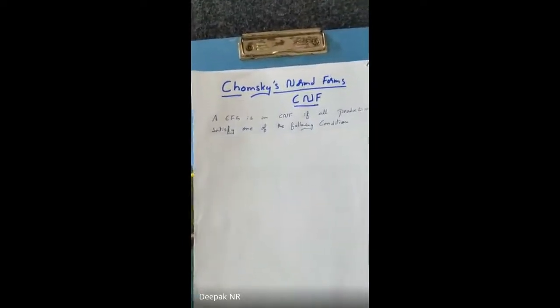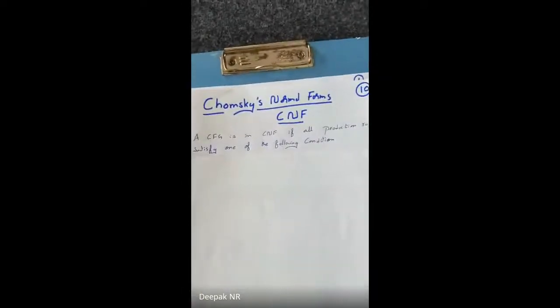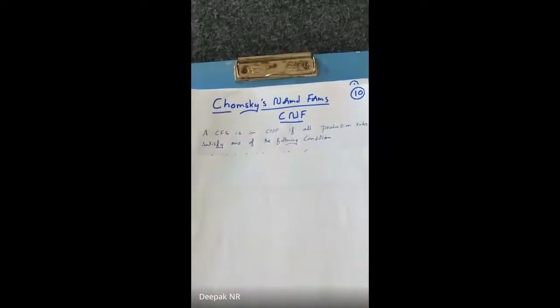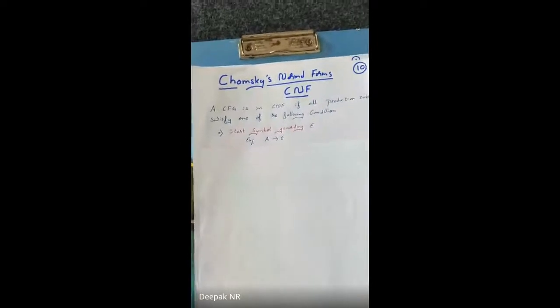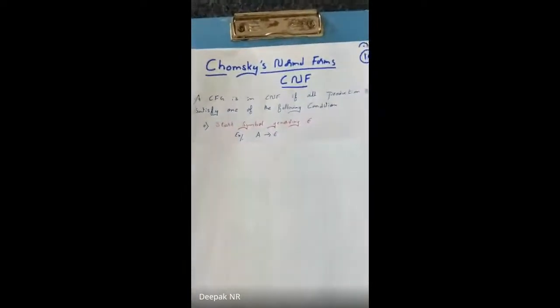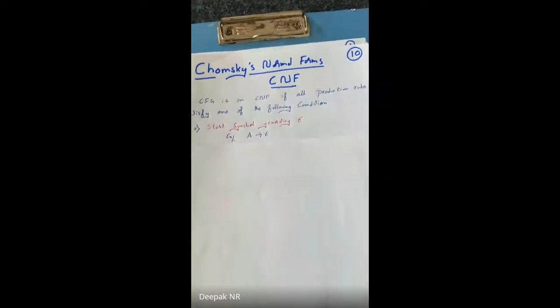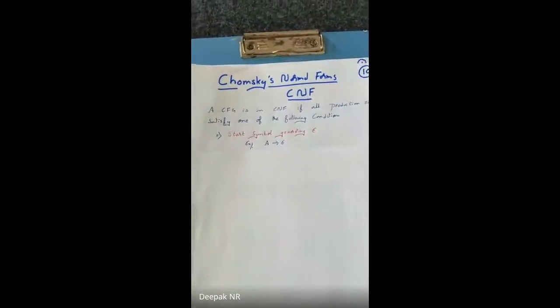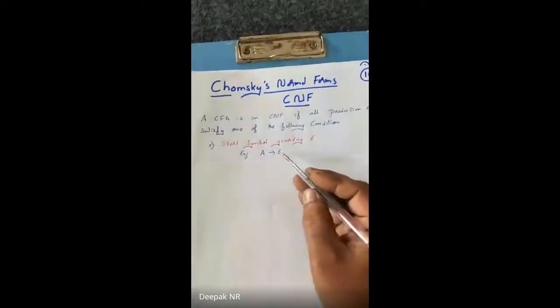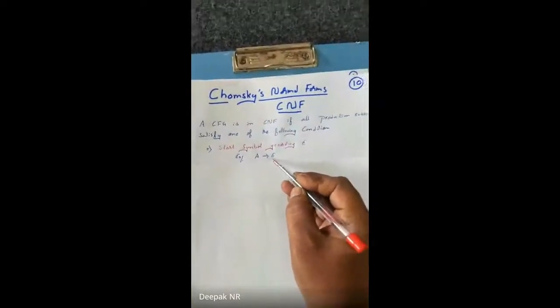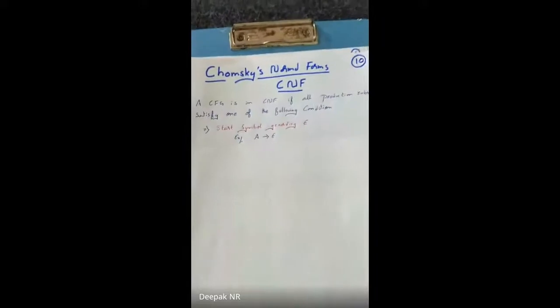What do you mean by a normal form? Okay, let me tell you. A CFG is in CNF if all the production rules satisfy one of the following conditions. Let me take my first condition. My first condition states that the start symbol generates epsilon. A start symbol generating an epsilon, then the given grammar is said to be in CNF.